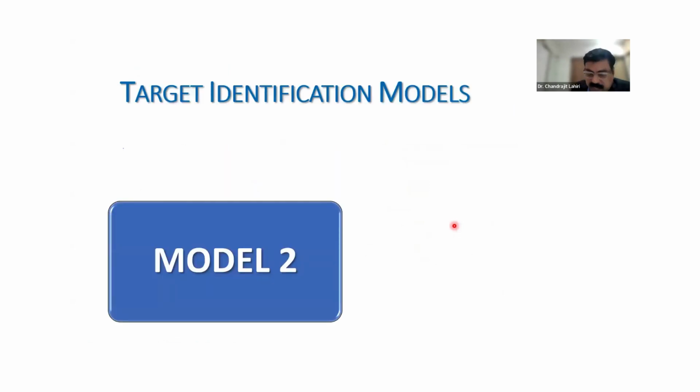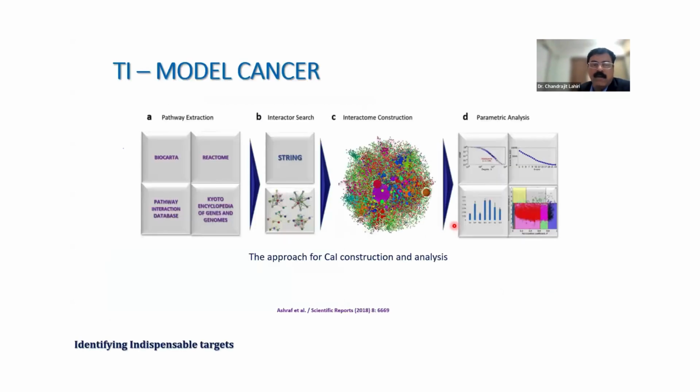Now we'll talk of the second model and we'll finish up the talk. The second model was on cancer, and we started off with extracting information from BioCarta, Reactome, the Pathway Interaction Database, and the Kyoto Encyclopedia of Genes and Genomes. This is nothing but the KEGG we are familiar with. BioCarta and PID have been discontinued thereafter, and this work suffered many times.